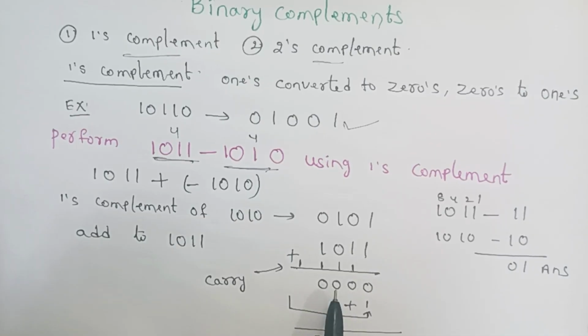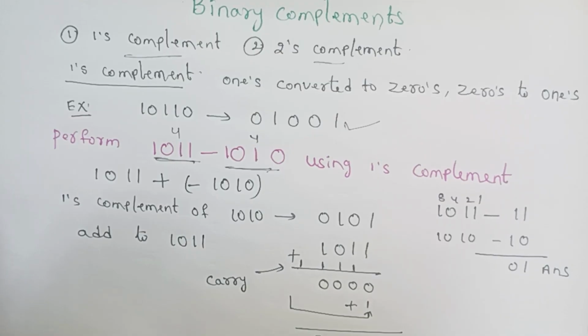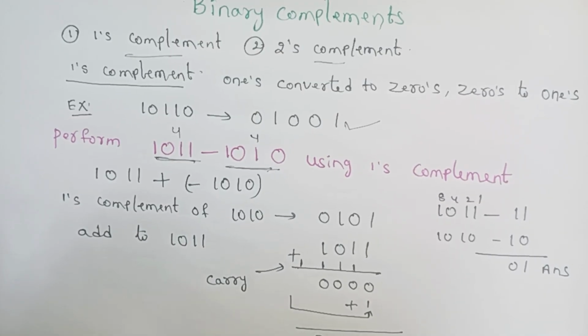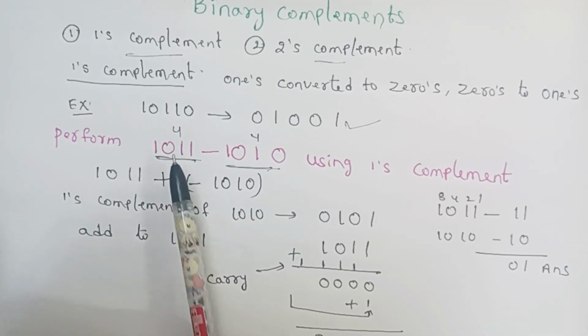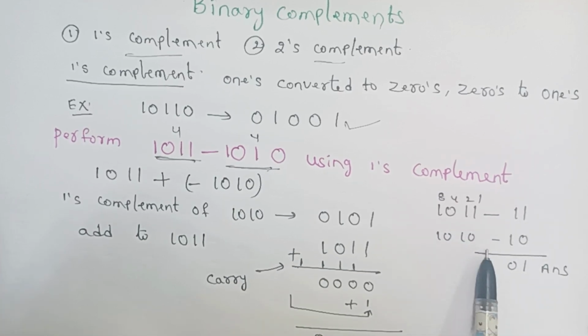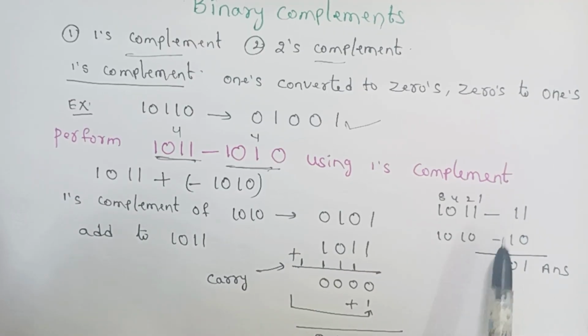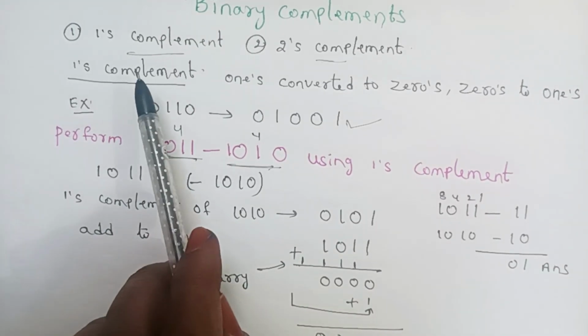Here we have 1 0 1 0 as the result. Adding this carry, we get 0 0 0 1, which is 1. The equivalent decimal number for 0001 is 1. We verify whether our answer is correct by converting the binary numbers into decimal. 1011 in 8421 code is 8 plus 2 plus 1, which is 11, and 1010 is 10. 11 minus 10 is 1. This is the answer, so our answer is correct. This is the way we do 1's complement for binary numbers.